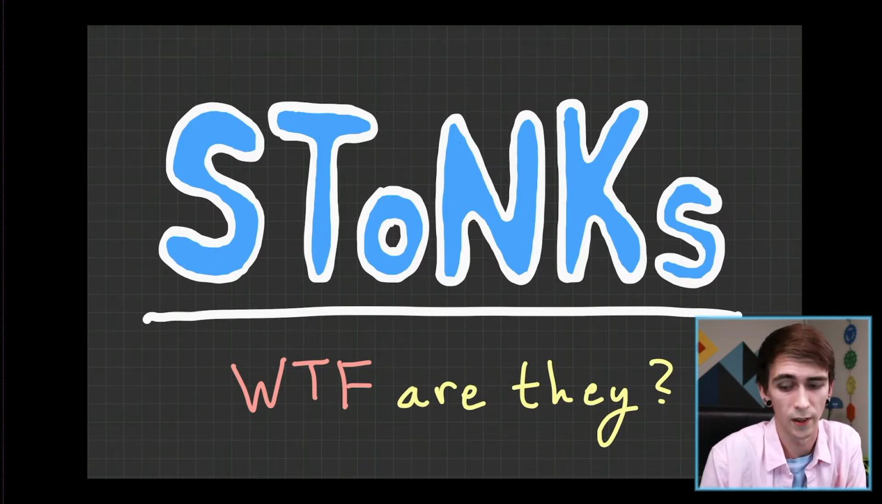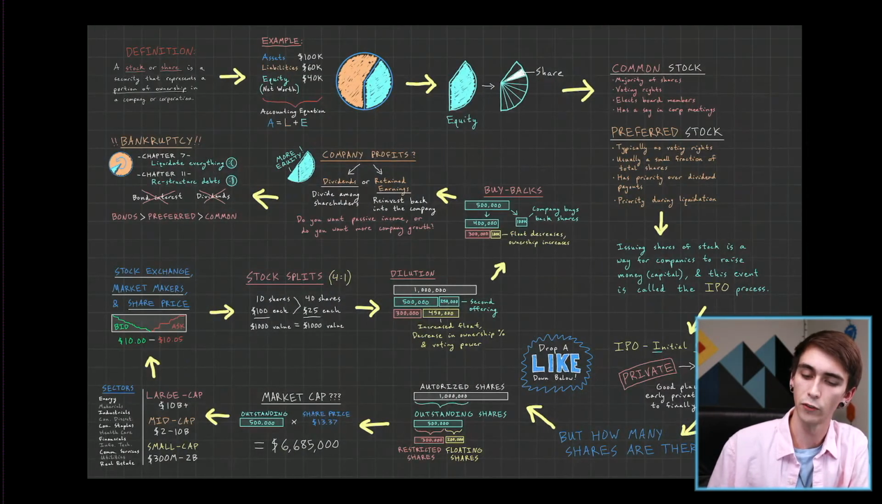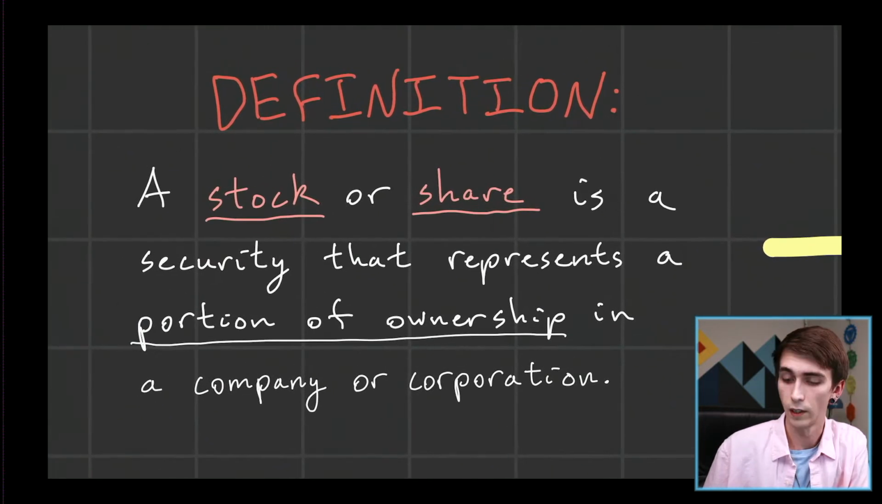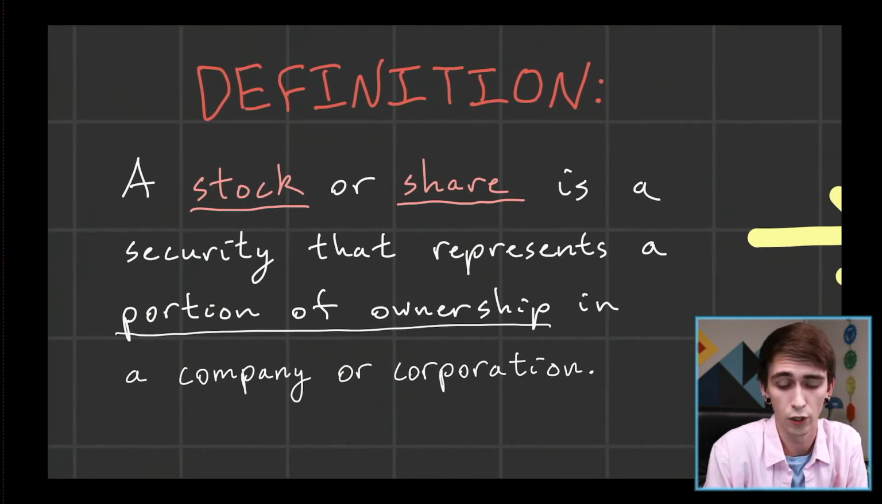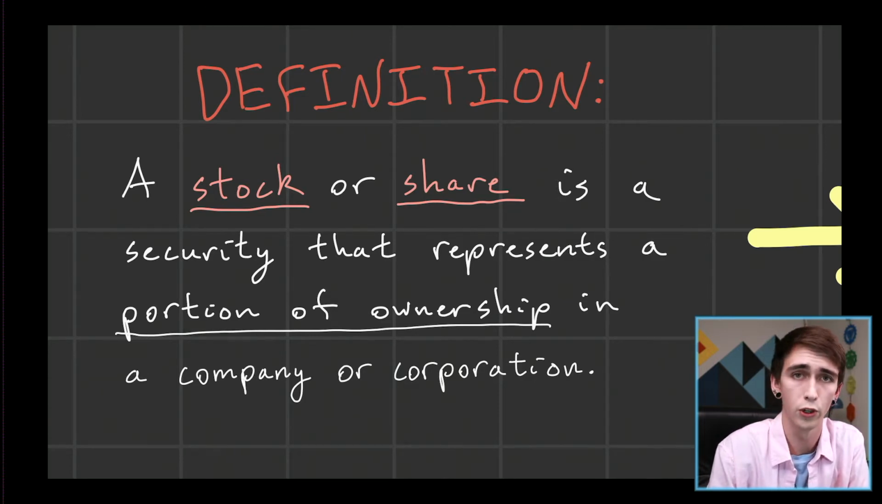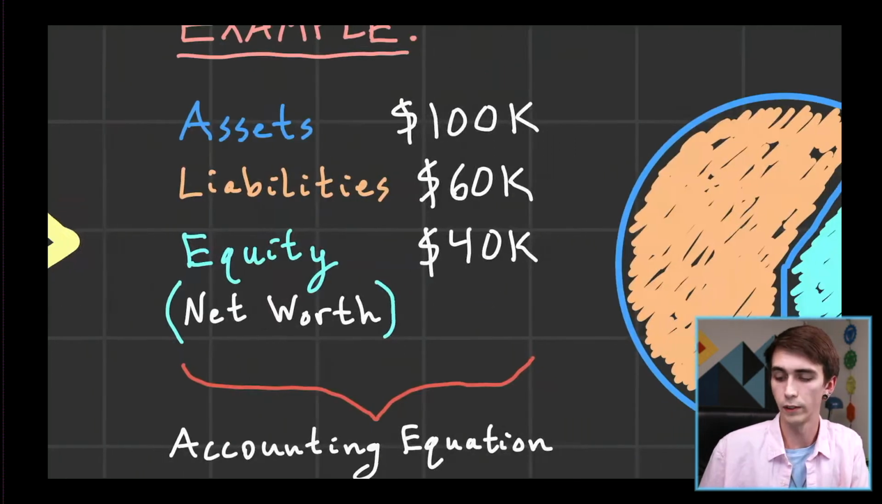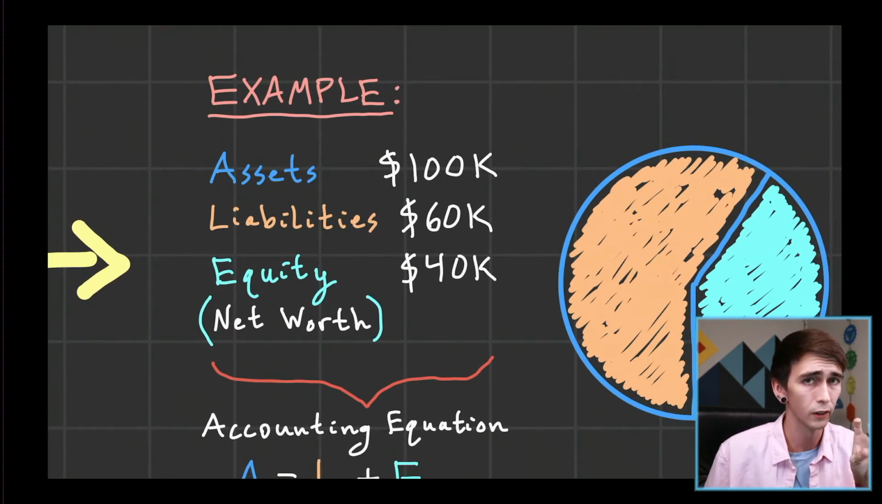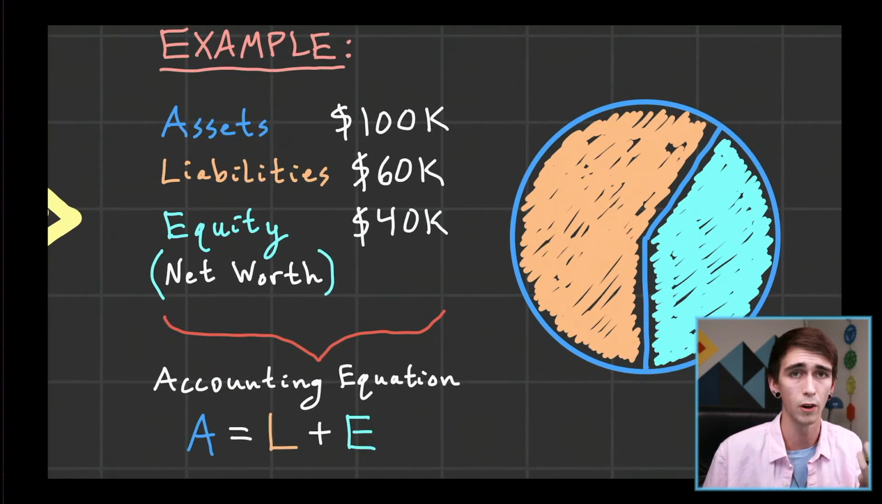Stonks. What are they? So I did something a little different. I made this really cool infographic that took all day, so I hope you guys really like it. Now, first things first, the definition. A stock or a share is a security that represents a portion of ownership in a company or a corporation. The company's net worth is basically just divided up into a bunch of tokens, and then people can buy or trade and sell those things, and they represent a portion of the ownership. So when you own a stock, you own a part of the company.